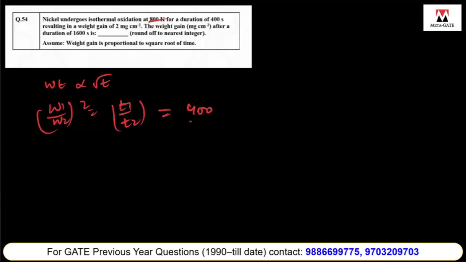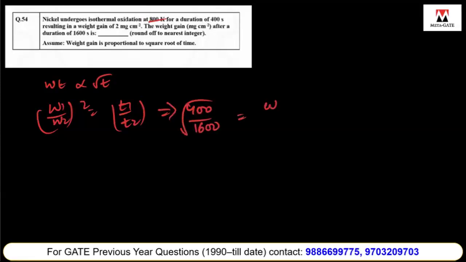Nickel undergoes isothermal oxidation at 800 Kelvin for a duration of 400 seconds, resulting in a weight gain of 2 milligram per centimeter square. The weight gain after a duration of 1600 seconds is, the weight gain is proportional to square root of time. So here W1 by W2 whole square equal to T1 by T2. Now, the time duration is 400 and 1600. So it is equal to 400 by 1600.